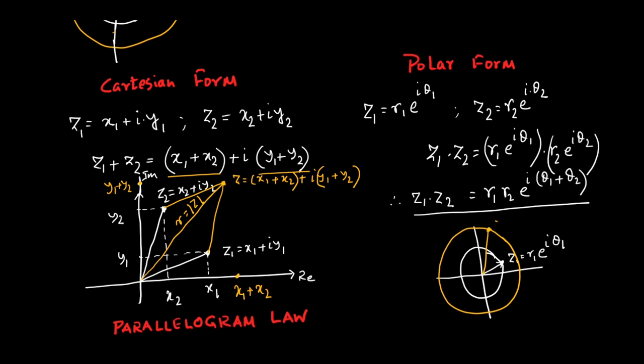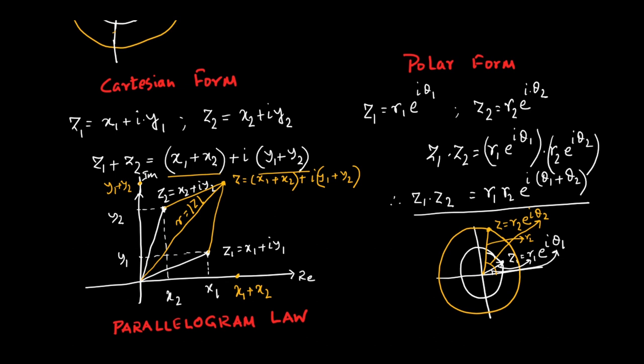This is my Z equals R2 e to the power i theta 2. That means this radius is R2 and this angle is theta 2. And in the previous case, this radius is R1 and this angle, if we consider, is theta 1. So these are my two points.